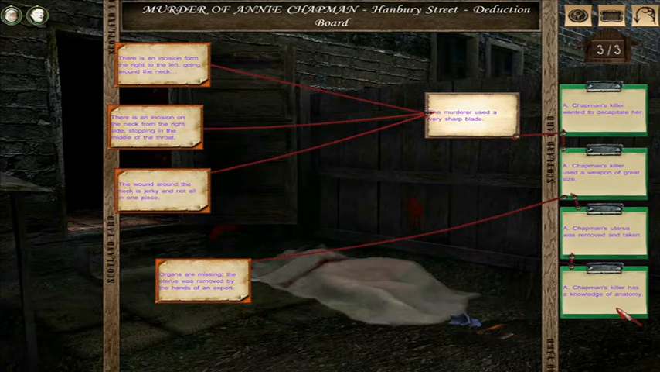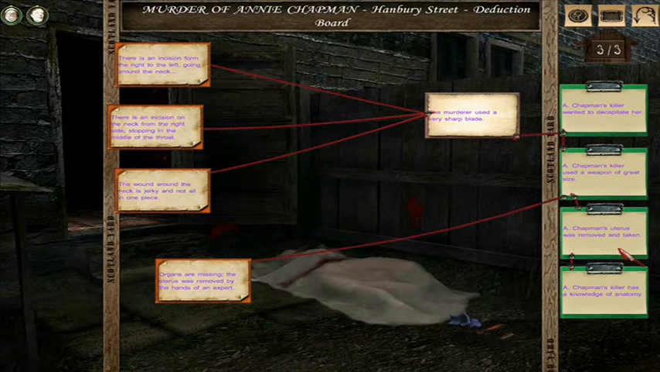Now, this one is the one. Chapman's killer wanted to decapitate her. Why? That's something strange. The killer used a weapon of great size. We don't know. Chapman's uterus was removed and taken. Now, there are a couple of problems with that.